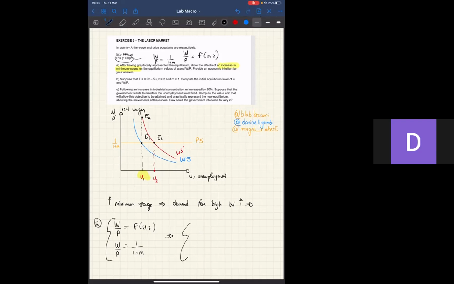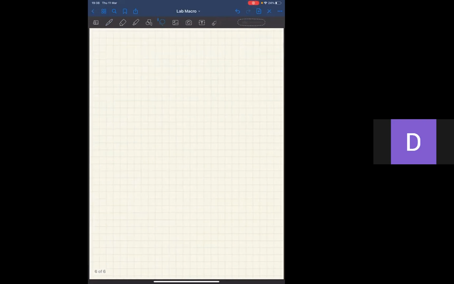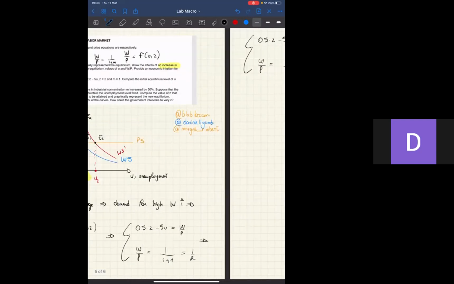We'll just do it quicker. So 0.5 times Z minus 5U is going to equal W over P. And W over P here is actually going to be, and we just substitute 1 here, meaning it's 1/2. So if we move over this side, and I'll just copy this one real quick. Okay. What we can understand here, they said Z was equal to, sorry, I think it was 2. Yes.